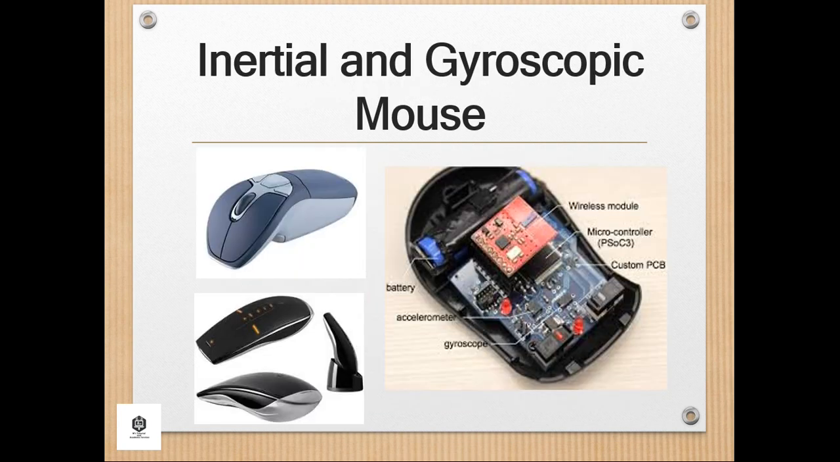Inertial and Gyroscopic Mouse. Inertial and gyroscopic mouse is called an air mouse because this mouse does not need a surface area for operating. In the inertial and gyroscopic mouse, an accelerometer is used for detecting movement on both the x-axis and y-axis. Benefits are less power consumption, enhanced sensitivity, decreased weight, and more comfort compared to other mice.